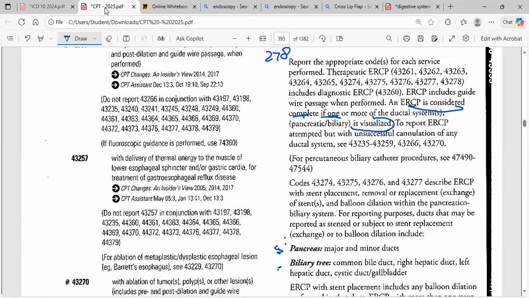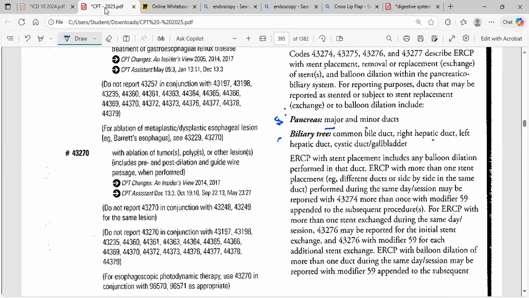If the ERCP is not completely performed on even one ductal system, then we have to use modifier 52 or 53. Let's say there's an ERCP but cannulation is not completed, then we have to use the normal EGD codes because cannulation is not completed. For ERCP, we have two ductal systems: pancreas, which includes major and minor ducts, and biliary tree, which includes common bile duct, hepatic duct, right and left hepatic duct, cystic duct, or gallbladder.